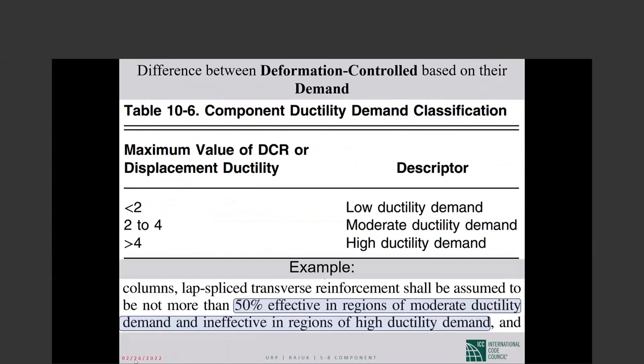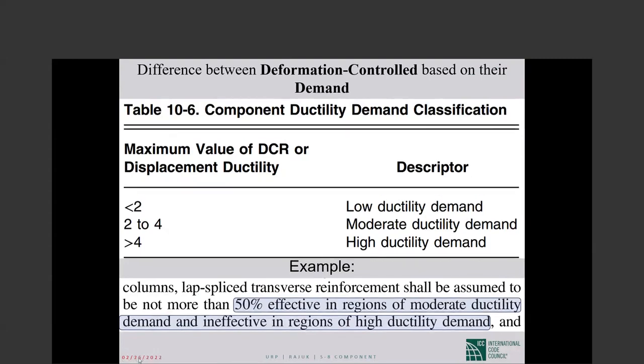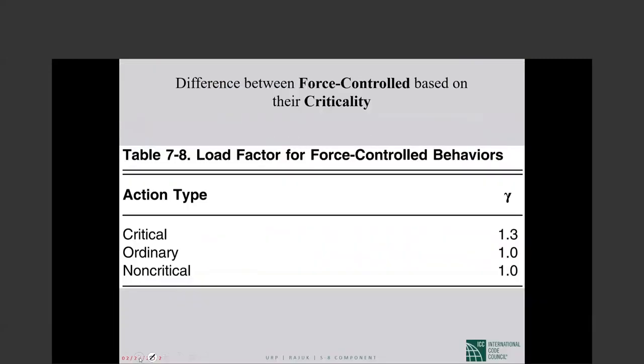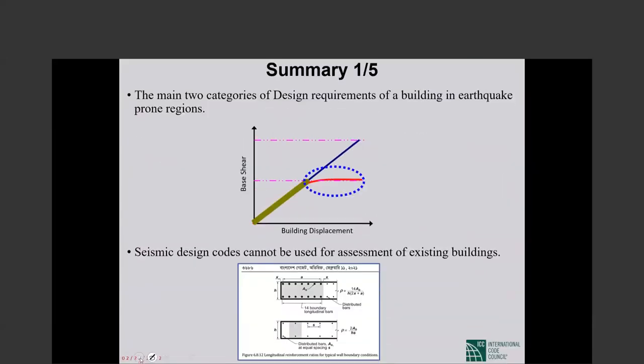Now I can go faster to reach the review part. But even for force control behavior, we treat critical ones one way, and we deal with a modification factor for ordinary, non-critical ones. So that's that.